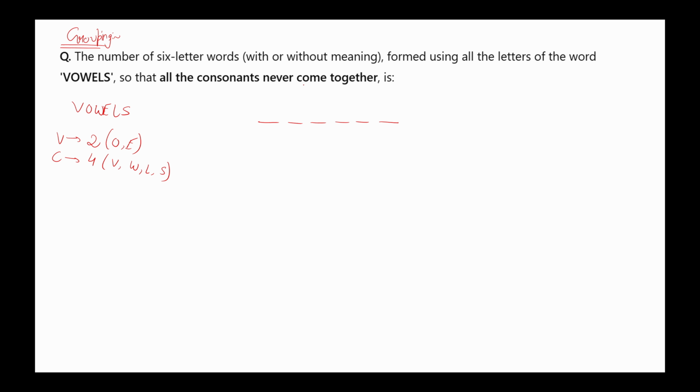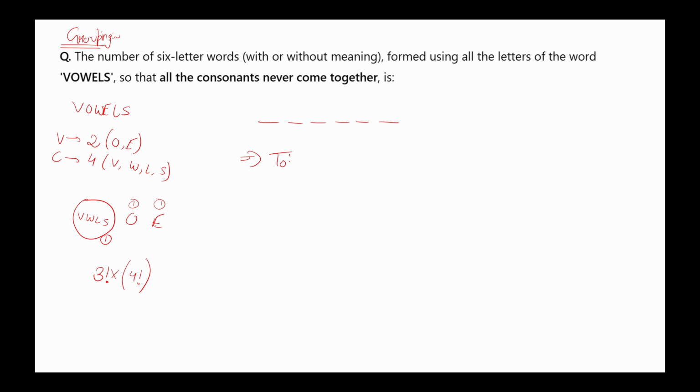So to find out consonants never come together, what I can do is total ways minus the complement of consonants never coming together. And the complement of consonants never coming together is consonants coming together. So what I do is I group all these consonants V, W, L and S as one, and then I keep O and E separately. Now what are the total number of ways of arranging this? This would be 3 factorial, for 1, 2 and 3. There are 3 different objects, so 3 factorial, into 4 factorial as well, since I can arrange the consonants inside accordingly. So these are the number of ways in which consonants are coming together.